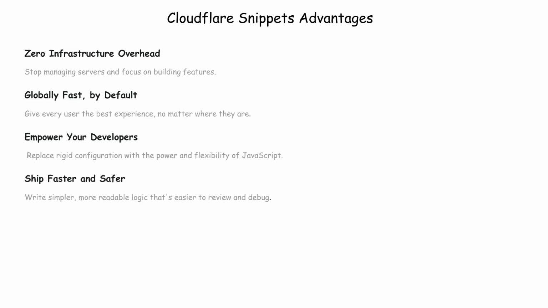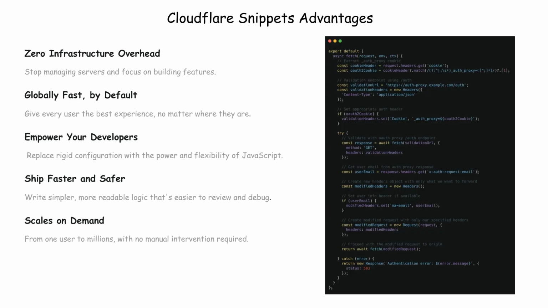Fourth, you can ship faster and safer. Writing simple, readable code with modern tools like try/catch for error handling makes it far easier to review, test, and debug. This reduces the risk of misconfigurations that could lead to security loopholes. And finally, it scales on demand. Whether you have 1 user or 10 million, the serverless platform handles the load automatically. You never have to intervene manually to provision more capacity. Now let's see this in action.